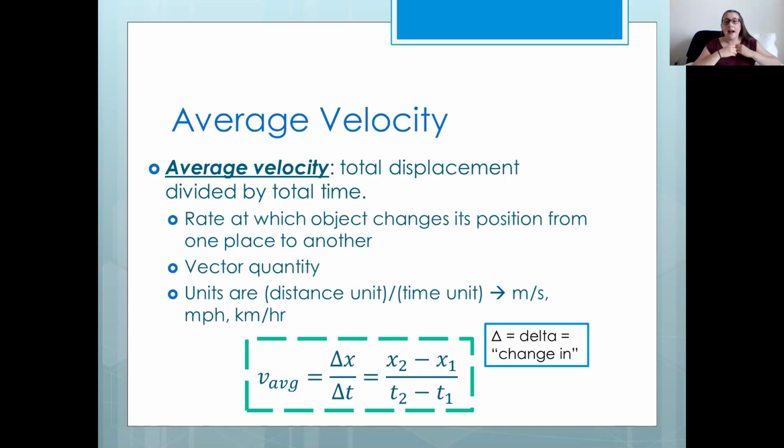So no matter how much time you spend in Miami, whether you drive there and then drive straight back, or drive there, spend the day, and then drive back, regardless of how much time you spend there, if your total displacement is 0, your average velocity is 0. It's nuts. But that's physics for you.